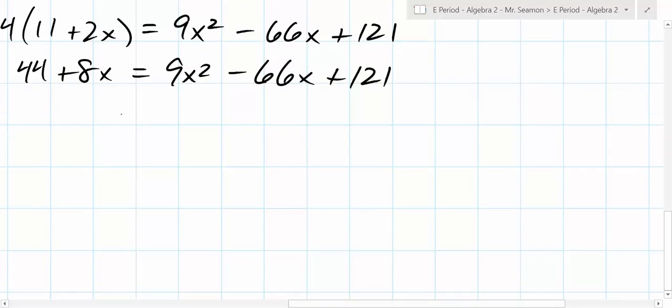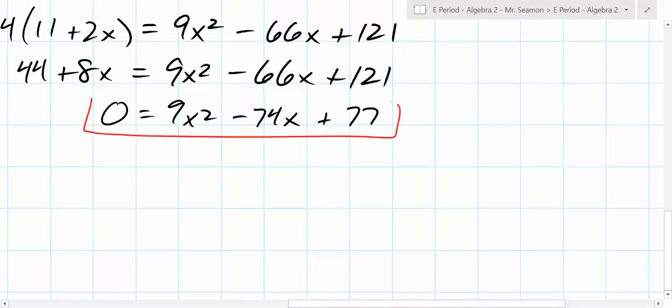So you end up with 0 equals 9x squared, and then instead of minus 66, it's negative 66 minus 8, minus 70 what? 74x. And then it's going to be plus what? 77? Yeah. So at this point, you do have a quadratic. It is equal to 0. So at this point, what's that word that we like to apply here?